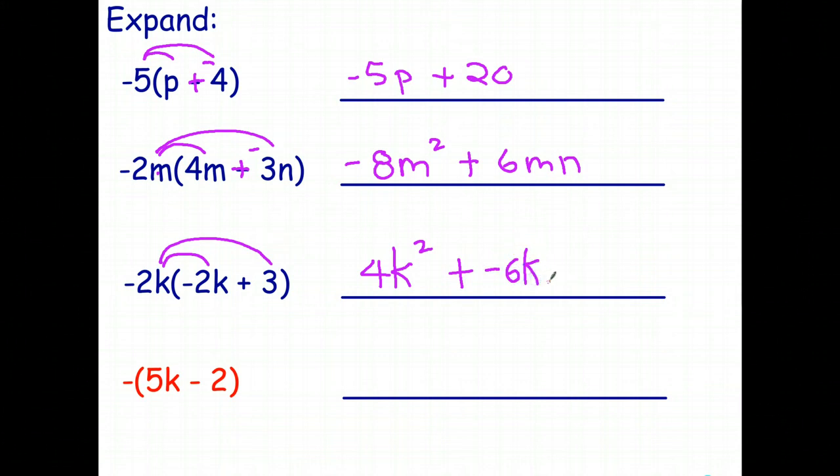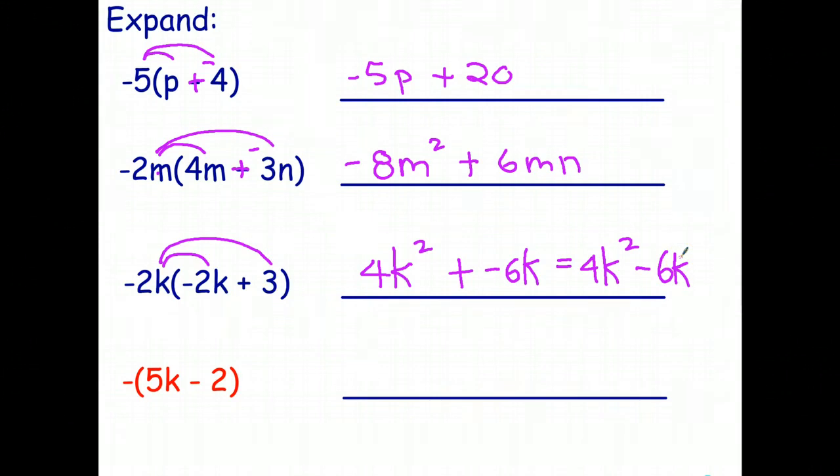So that's all correct. And if you want to, you can rewrite it as 4k squared, and adding a -6k is the same as subtracting 6k. And that's your final answer in expanded form.